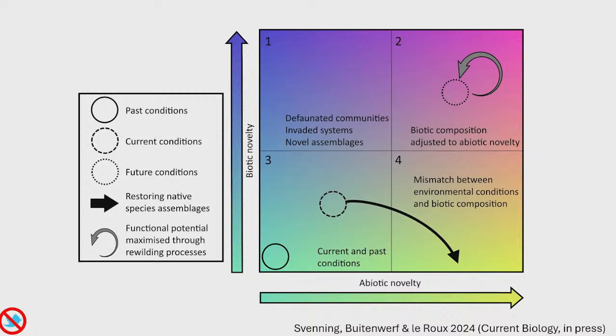So essentially, if this is where we were before, in terms of a biotic novelty and an abiotic novelty axis, we have already started moving down this line of having novelty in the biotic and the abiotic components of the system. And eventually we'll get into this quadrant 2 where things are very much different from where we started. But if we keep restoring previous assemblages, then of course we're pushing the system back into this 4th quadrant where you have a mismatch between the environmental conditions and the biotic composition.